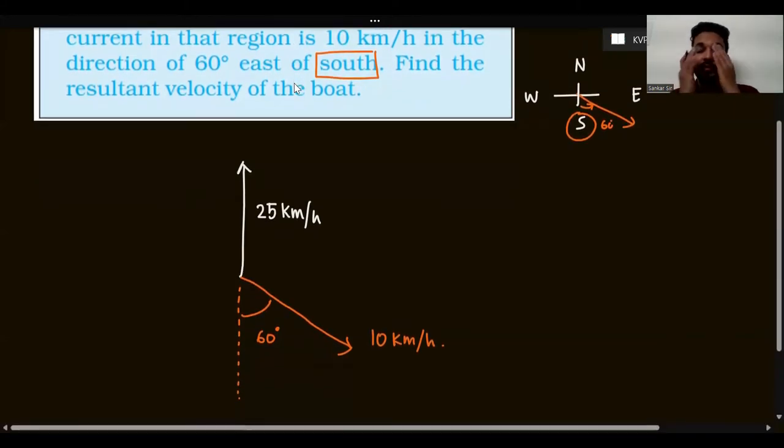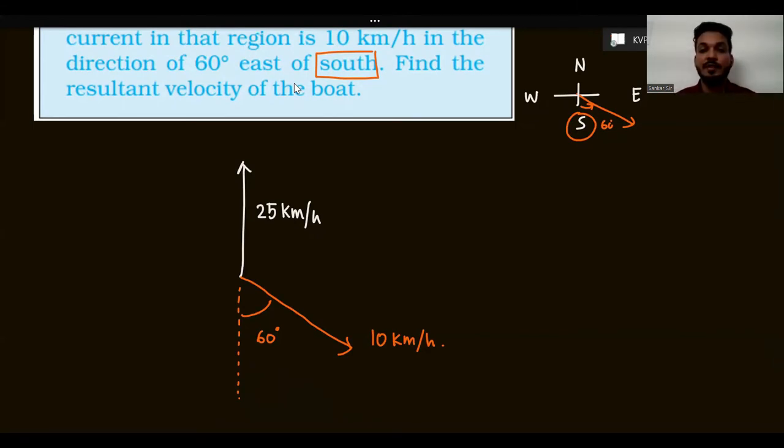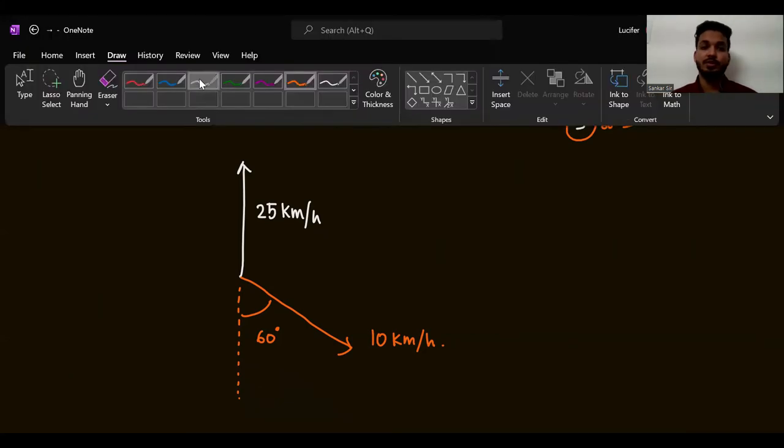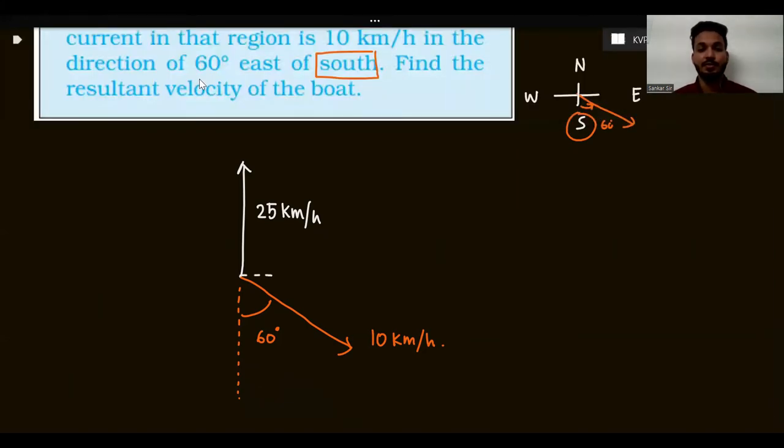So again, this can be done by two ways. The question doesn't say you have to do it graphically or component wise. So I always prefer to do it component wise, but you can also do it using the graphical method. All you have to do is find out a square plus b square plus twice ab cos theta, where theta is the angle between 10 kilometer per hour and 25 kilometer per hour, which in this case is going to be 120 degree.